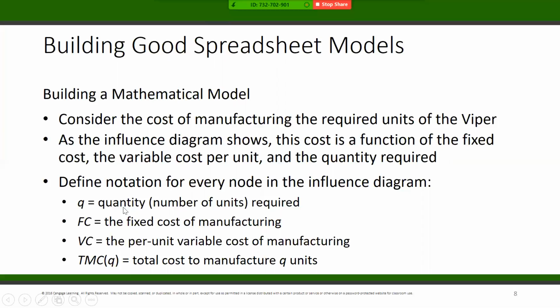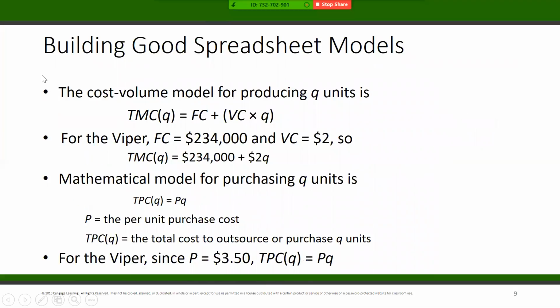We're going to have Q, which is the quantity or the number of units required. FC is the fixed cost of manufacturing. VC is the variable unit cost of manufacturing. TMC is the total manufacturing cost for Q units. Then the cost volume model for producing Q units, for that total manufacturing cost, is the fixed cost plus variable cost times the number of units.